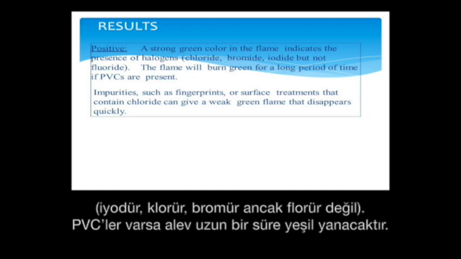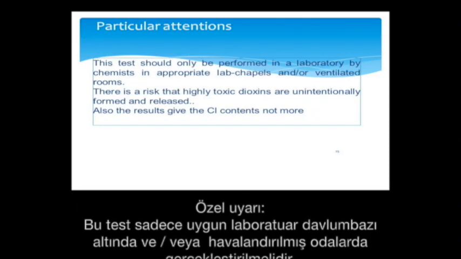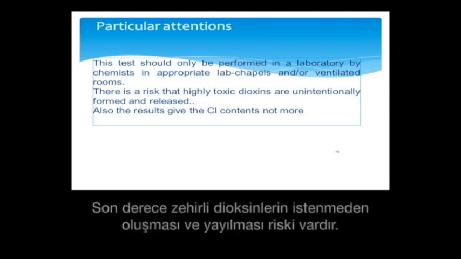chlorine, bromine, iodine, but not fluorine. The flame must burn green for a long period of time if PCB are present. Impurities like fingerprints or surface treatment can contain chlorine and can give a weak green flame which dissipates quickly. Particular attention: this stage should be performed in a lab chapel and well ventilated room. It's a risk that highly toxic dioxins are unintentionally formed and released.